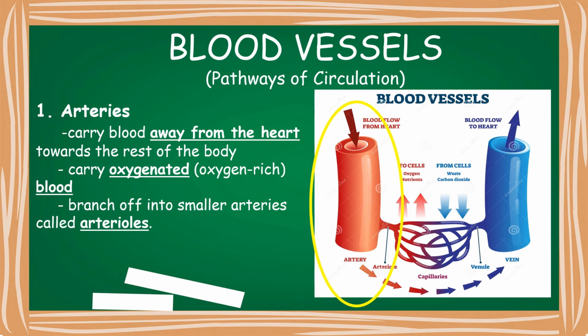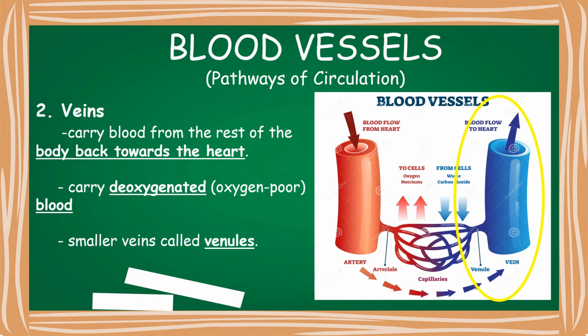The arteries carry blood away from the heart towards the rest of the body. Meaning to say, these arteries carry the blood that flows away from the heart. That blood is oxygen-rich, or rich in oxygen. Arteries carry oxygenated blood. Aside from arteries, there is also a smaller version, the arterioles. Again, arteries carry blood away from the heart, and it is oxygenated, oxygen-rich blood.